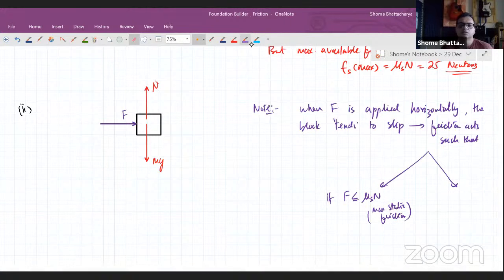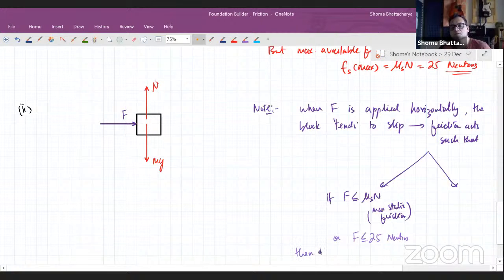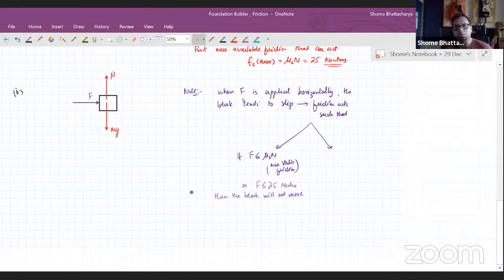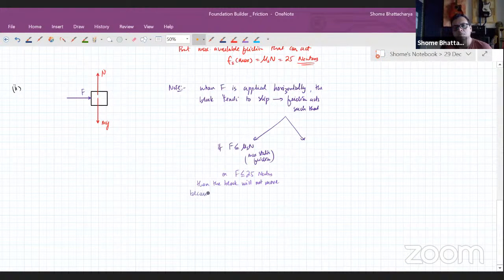In other words, F is less than or equal to 25 newtons. If I apply a force of no more than 25 newtons, then the block will not move, because static friction will be able to balance this external force and prevent the block from slipping.